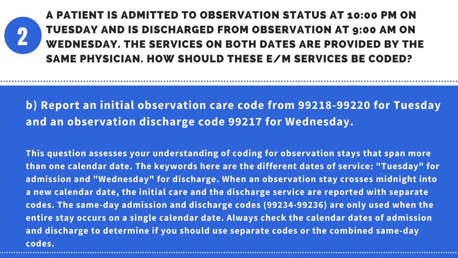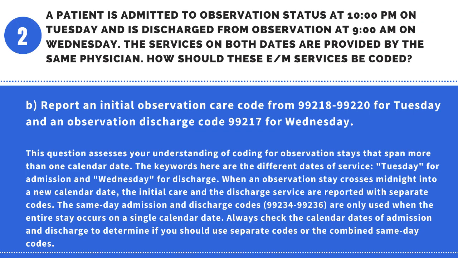Answer: B. Report an initial observation care code from 99218 to 99220 for Tuesday and an observation discharge code 99217 for Wednesday. This question assesses your understanding of coding for observation stays that span more than one calendar date. The keywords here are the different dates of service: Tuesday for admission and Wednesday for discharge.